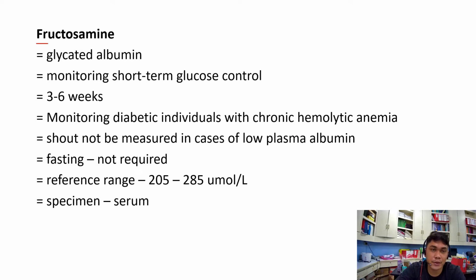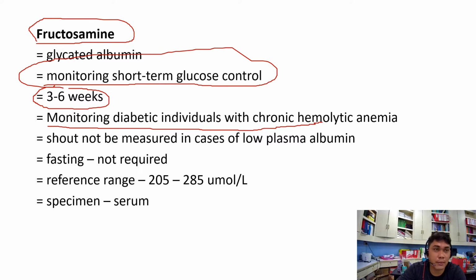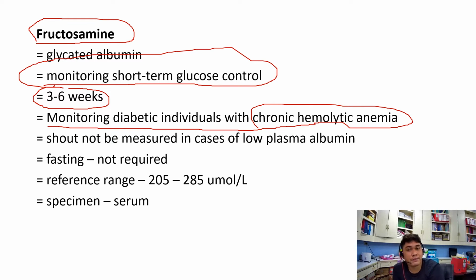Next, you have fructosamine. So this is the alternative. If the patient has hemolytic anemia, then the appropriate test is fructosamine or your glycated albumin. But it is used in monitoring short-term glucose control. So it reflects the glucose concentration for the past 3 to 6 weeks. So it's for monitoring diabetic individuals with chronic hemolytic anemia, because in chronic hemolytic anemia there is decrease in RBC lifespan. Decreased RBC lifespan, you have decreased glycated hemoglobin. So to avoid false decrease, you're going to use fructosamine.